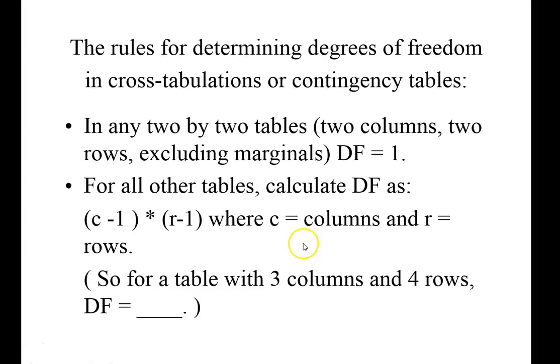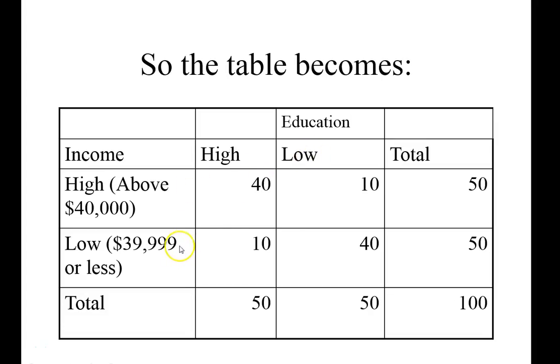The rules for determining your degrees of freedom in these cross-tabulations, or contingency tables, as they're called either way: for any two by two table, that means you have two columns and two rows, right here, two columns, two rows. We're not counting your totals.